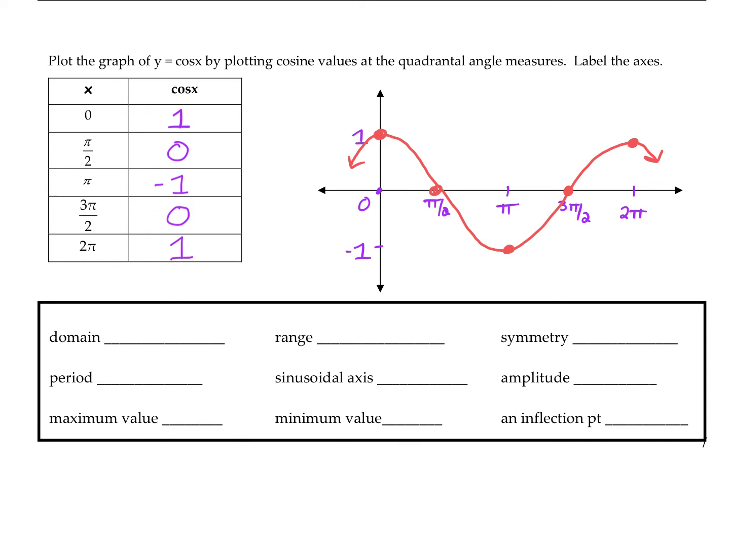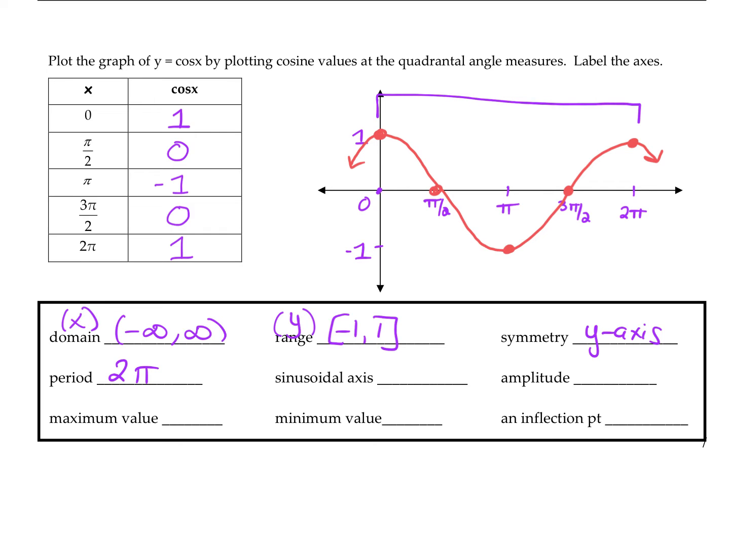All right, so similarly to sine, my domain will be negative infinity to infinity, and my range will be negative 1 to 1. In this case, the symmetry for a cosine graph is about the y-axis. My period is 2 pi again, because that's the length of my cycle before it repeats. My sinusoidal axes, again, same thing. It's that middle axis.